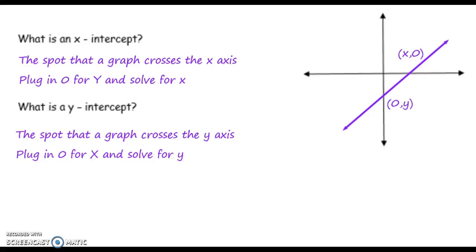The first thing we need to talk about is an x-intercept and a y-intercept. So an x-intercept is a spot that a graph crosses the x-axis. In this case, you're going to plug in 0 for y and solve for x. And then a y-intercept is a spot that the graph crosses the y-axis. You would plug in 0 for x and you solve for y.